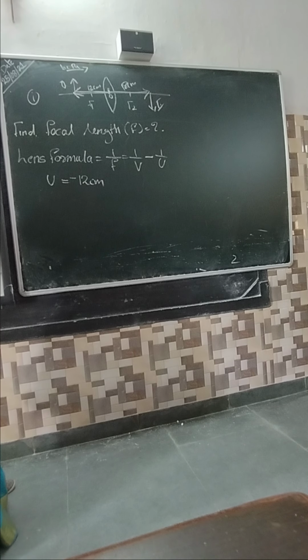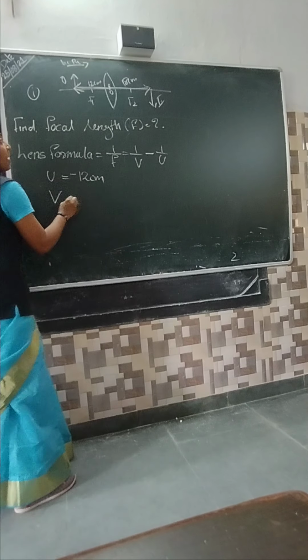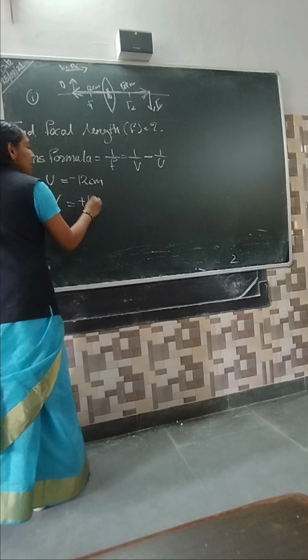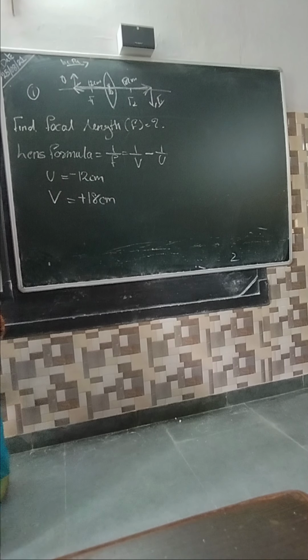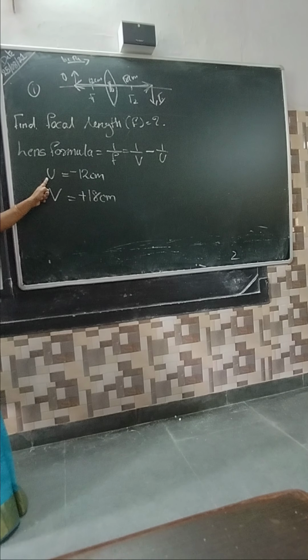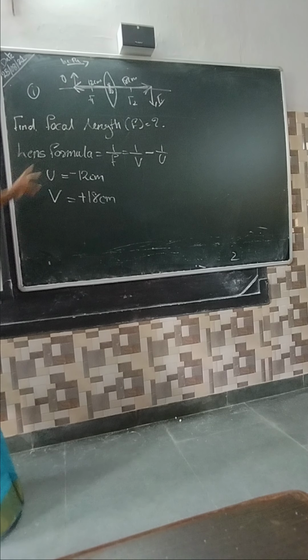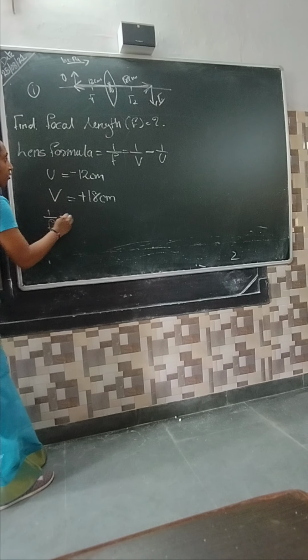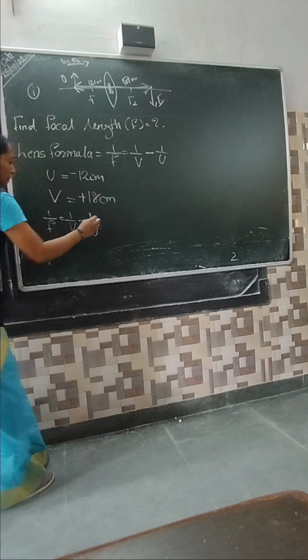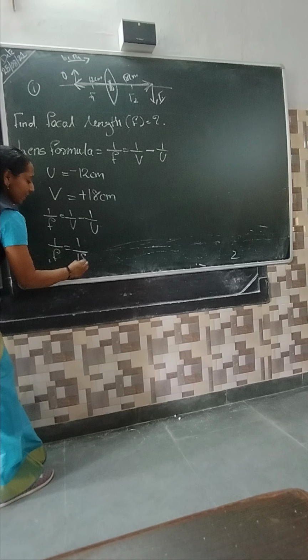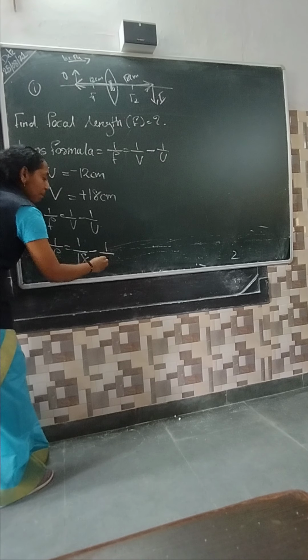The next one is image distance, that is v. v starts from the optical center to this distance, that is 18. That is the same direction as the incident ray. So the sign is positive 18 cm. Clear? So u negative, v positive. f we want to find out. Apply the given data in the equation. 1 by f equal to 1 by v minus 1 by u. So 1 by f equal to 1 by plus 18 minus 1 by minus 12.